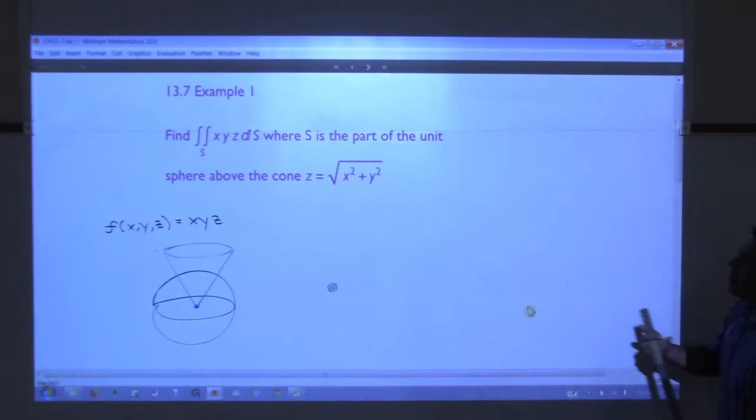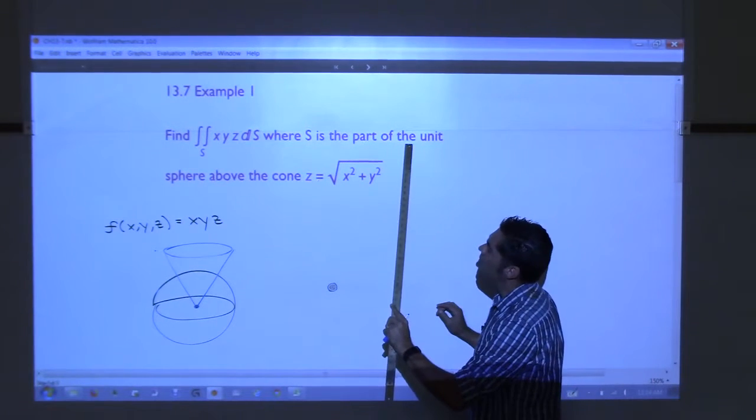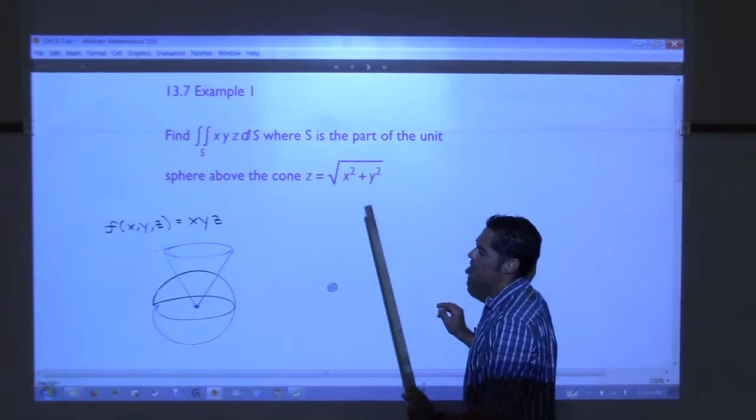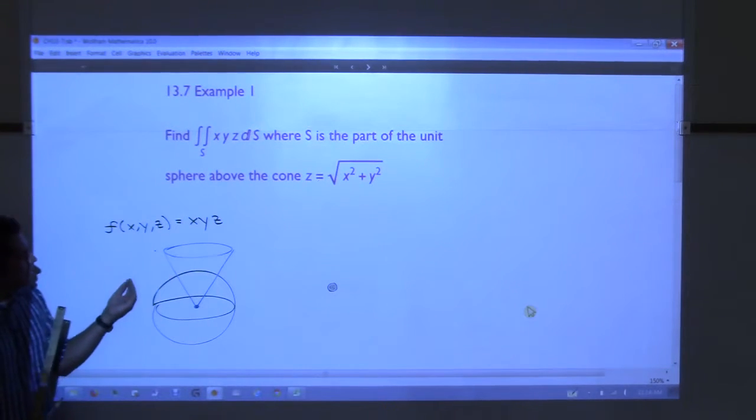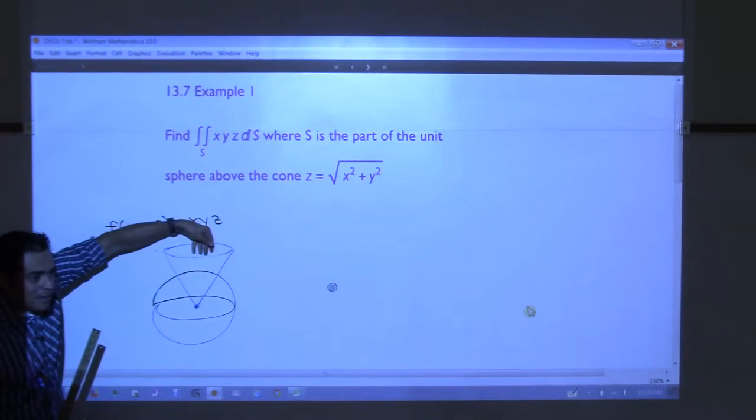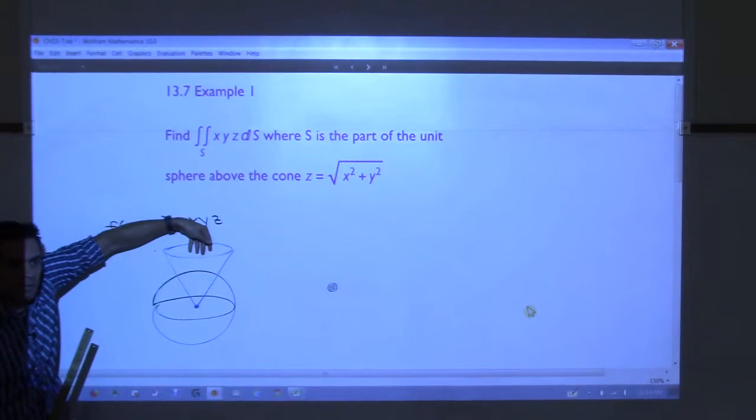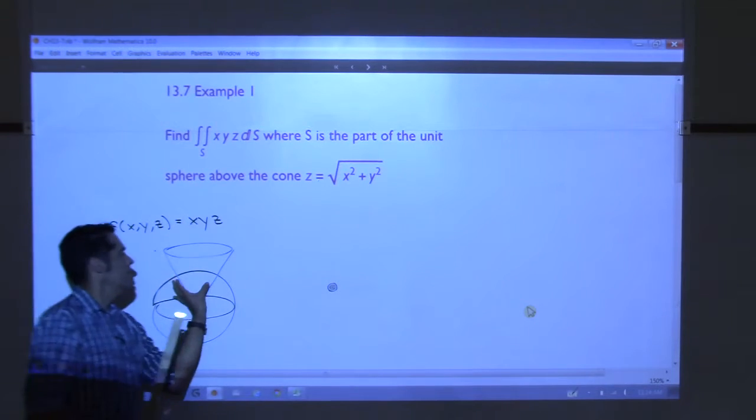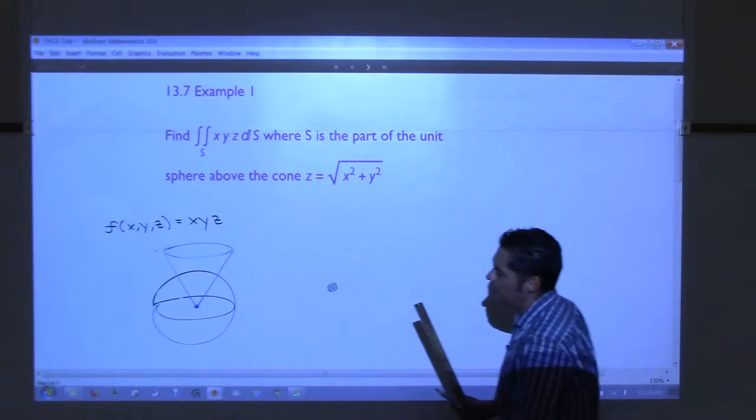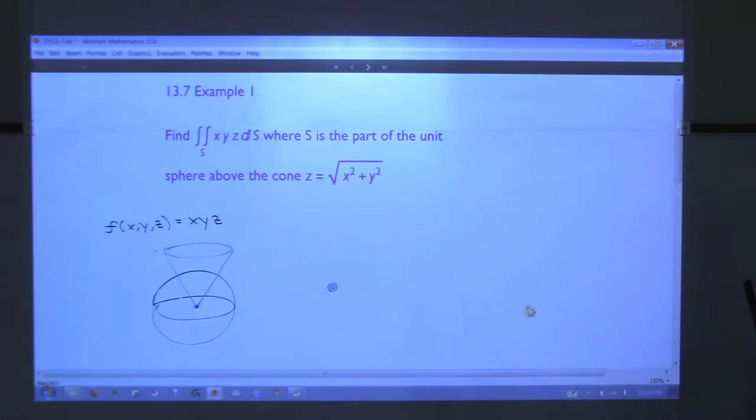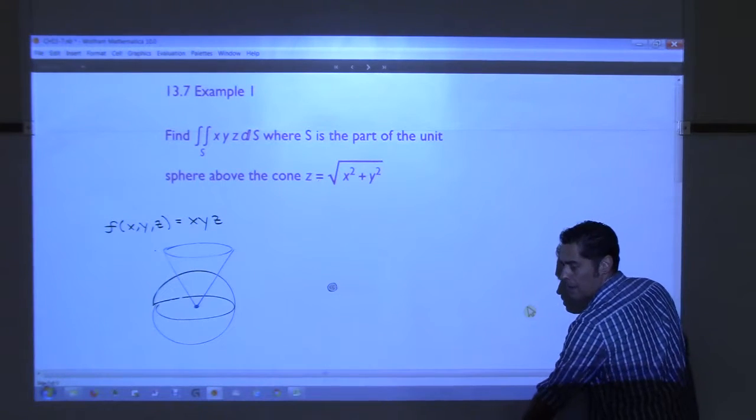Now, when we say it's the part of the unit sphere that's above the cone, you have to understand what we mean by above the cone. If I put my hand inside like this, my hand is above the cone. If I put my hand like this, my hand is below the cone, right? So I want the part of the sphere that's above the cone but still lives on the sphere. So do y'all see where that is? It's a little top piece, right?